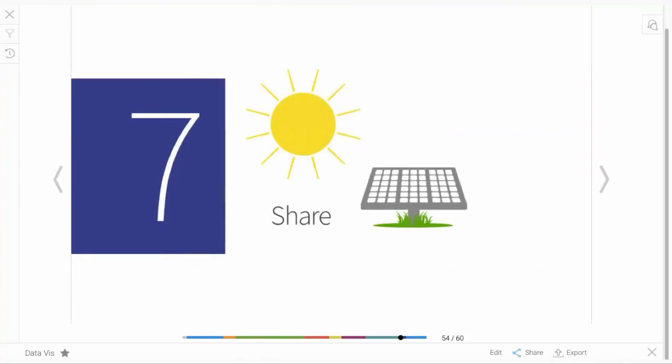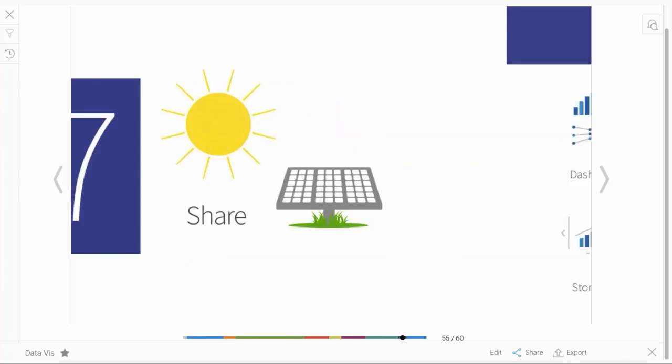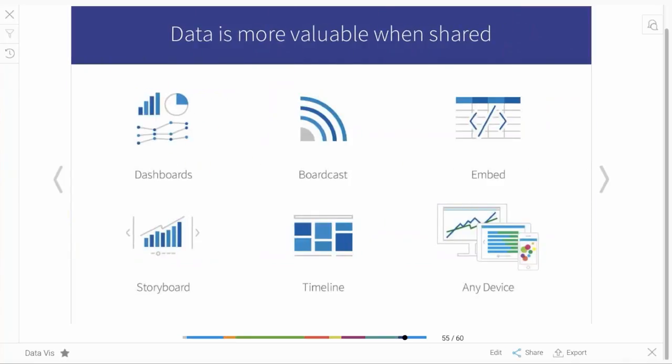Okay, finally, best practice number 7, our last best practice for today, is share, because data is more valuable when shared. So it's great if you go to the effort to create a stunning data visualization, but that data viz has no power outside of you unless it gets shared. So don't keep it to yourself, use it to influence people and turn those insights into action. And Yellowfin makes sharing data easy in a variety of different ways.